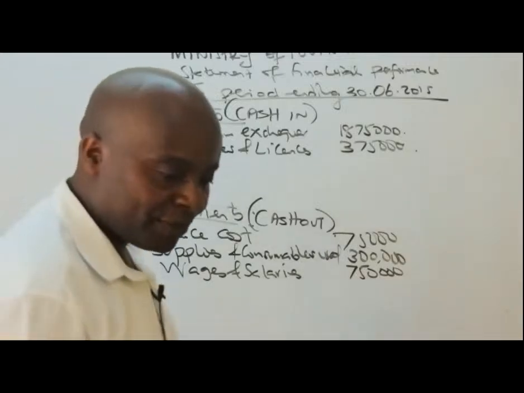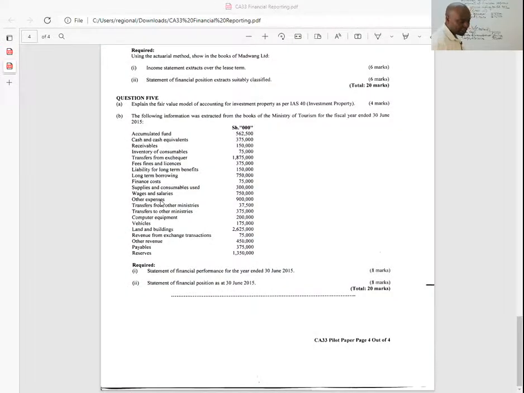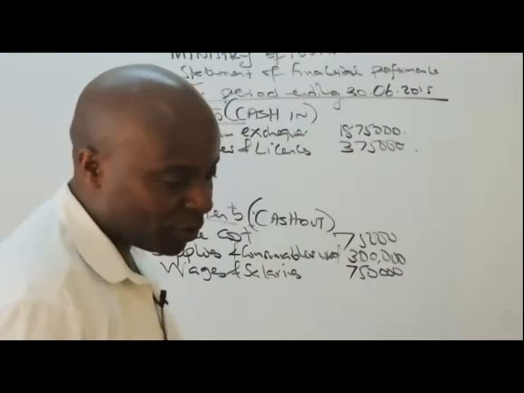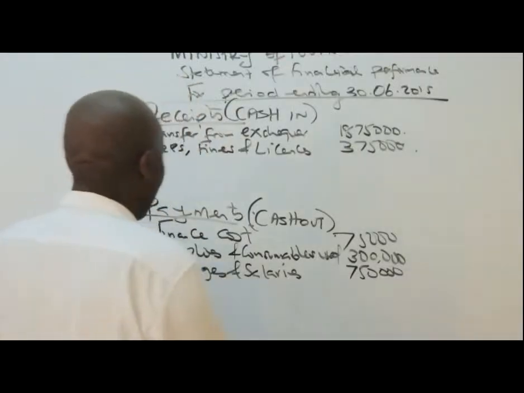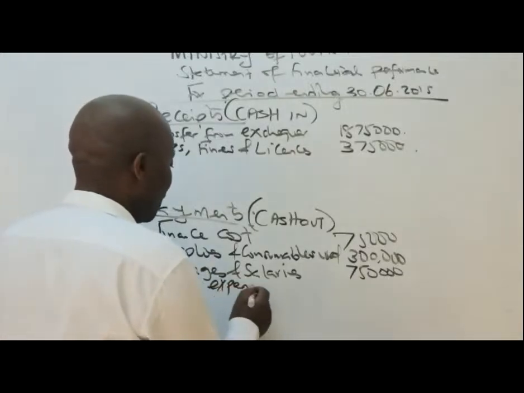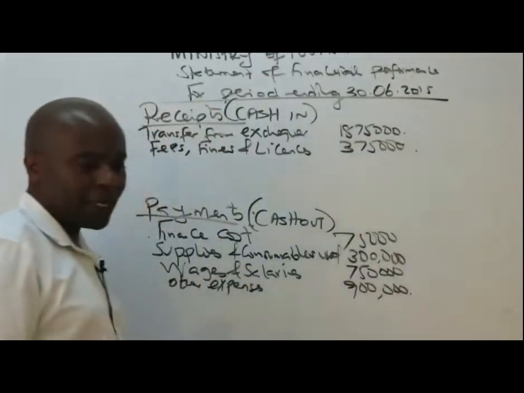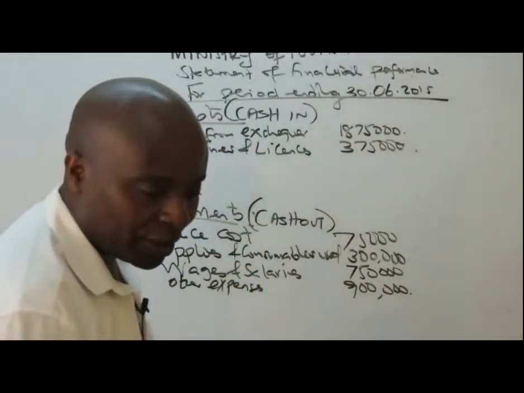After that, the next one is other expenses, 900,000. That one I should not even ask you a question about. I know it will be a payment. Other expenses, 900,000. Then we go on to the next one.